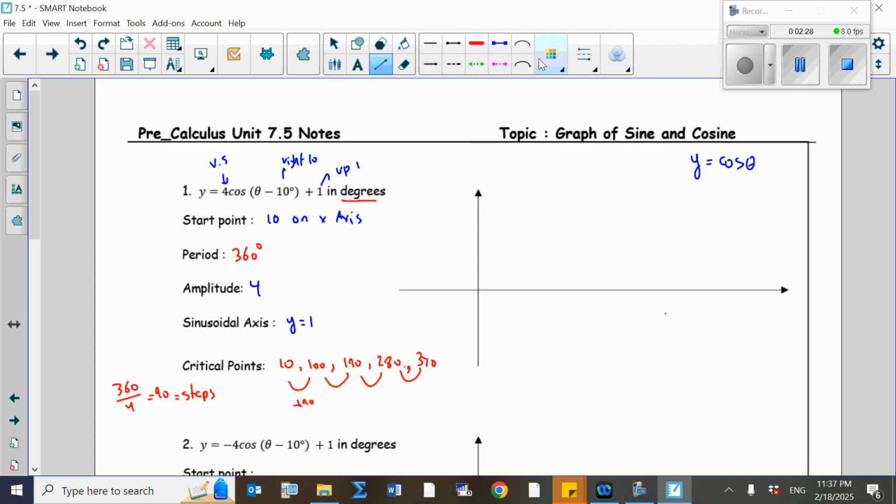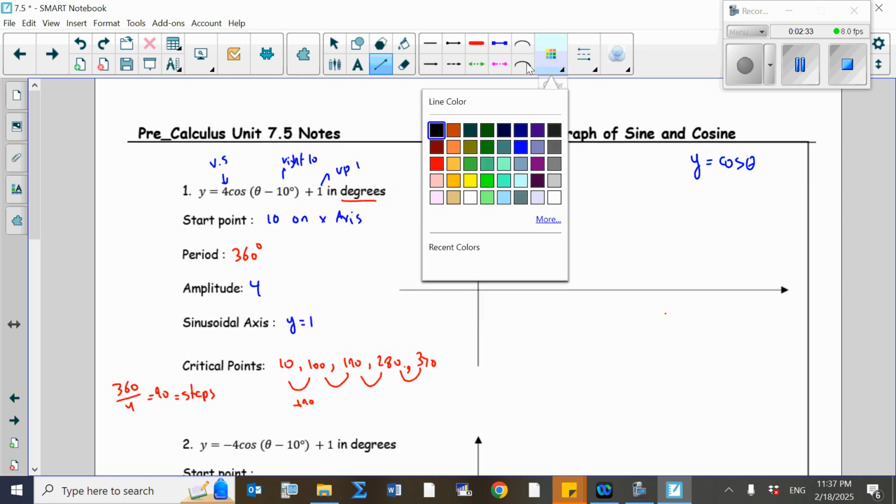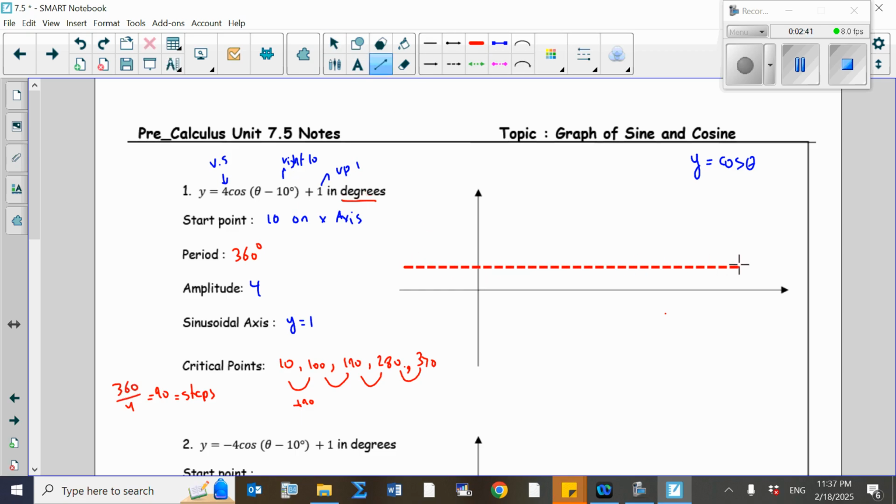Now we're going to start with graphing the critical points. Draw a line at y equal to 1. So this is the sinusoidal axis. Now label your sinusoidal axis with all the critical points that you found. So here I have 10, 100, 190, 280, and 370.